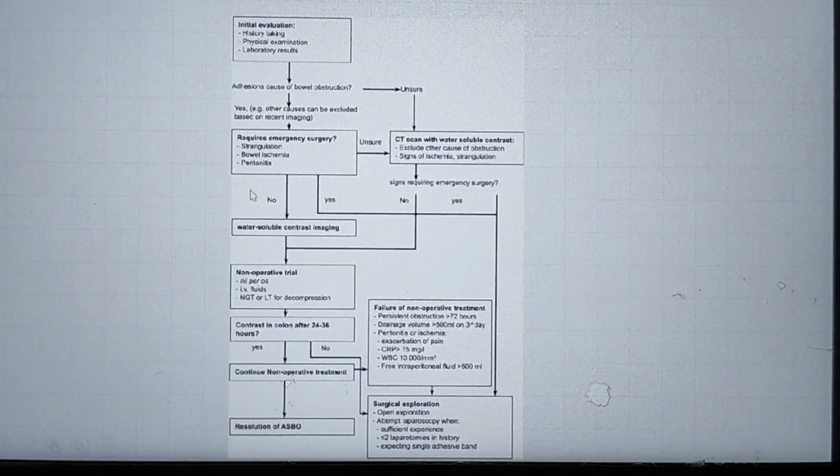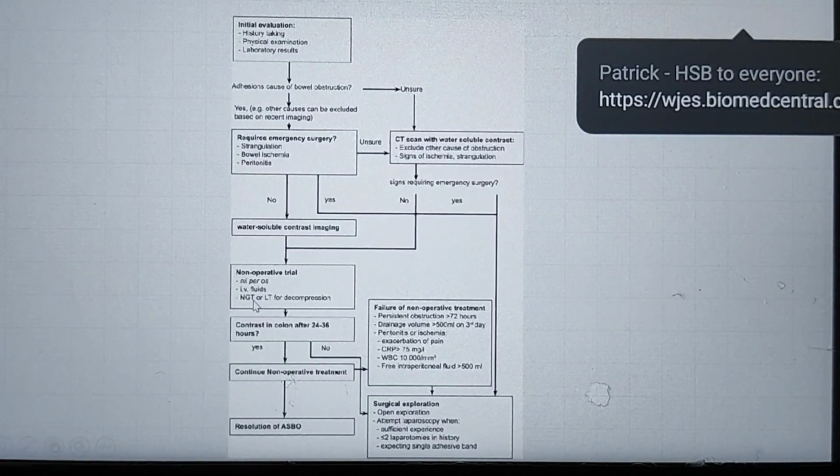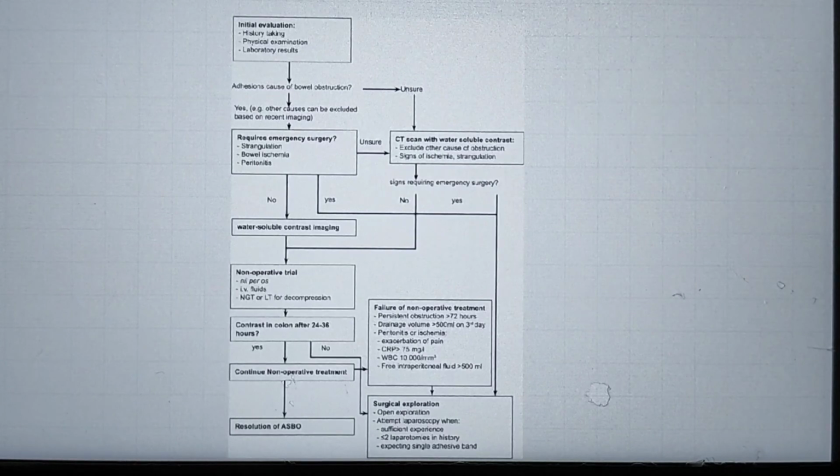But then, if the patient does not develop any one of these three signs, we'll proceed with imaging, and we'll still proceed with a non-operative trial, in which we'll keep the patient NBM, start on IV fluid, and also try to decompress the bowel with a nasogastric tube. Okay. And then after that, we'll reassess the patient again, and we'll decide whether the patient still needs operative management or the bowel obstruction has actually resolved.